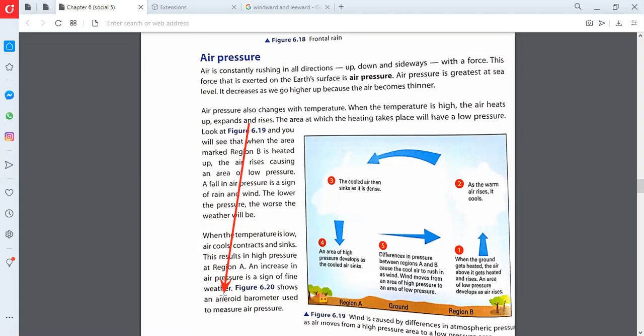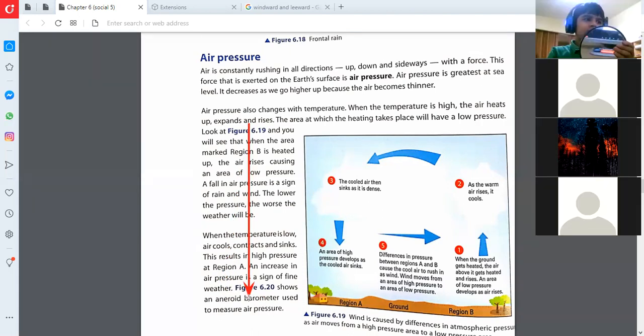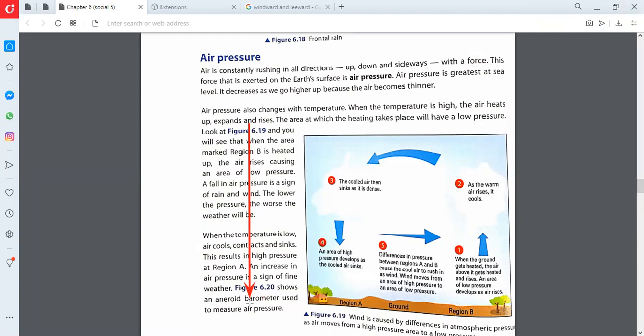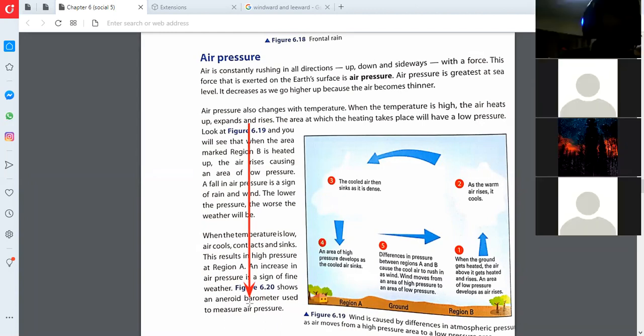Aneroid is a specific term they are using, but the word barometer is a general term. Whenever someone is using a barometer, it is used to measure the air pressure. In the air pressure paragraph, we see that air is continuously moving upside and downside with force. The force of air is called the air pressure, and pressure differs according to the temperature.